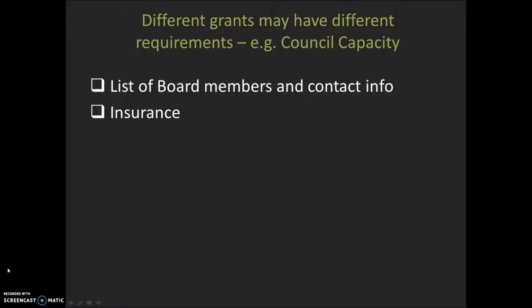Keep in mind that other types of special grants can have unique requirements for a first request, so make sure that you understand the requirements of your particular grant type by thoroughly reading your grant agreement. For example, council capacity grants require a list of the board member contact information, as well as an insurance certificate.